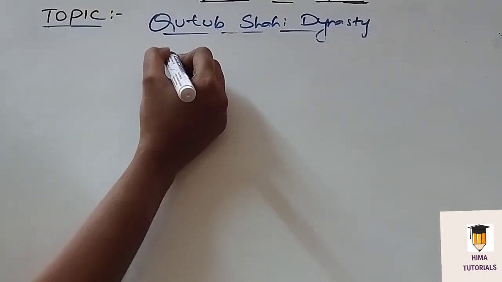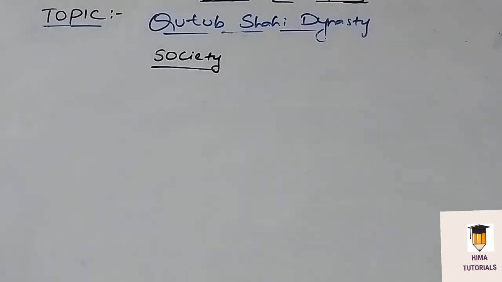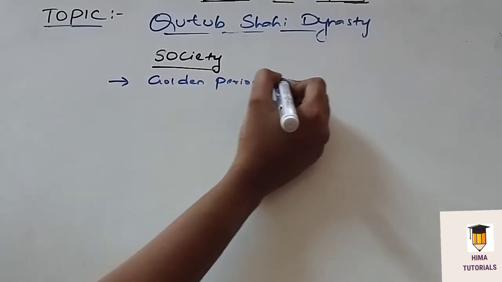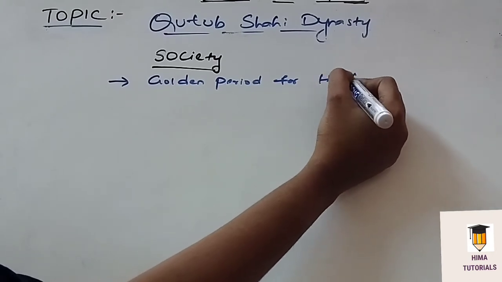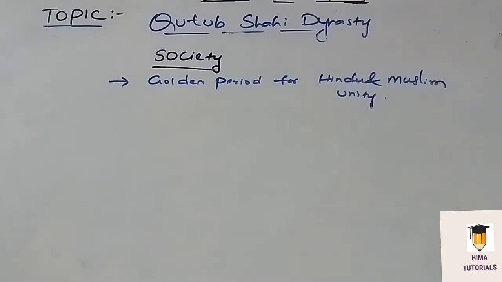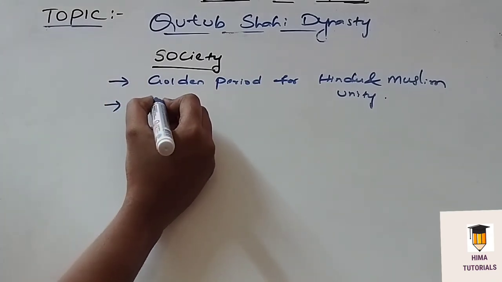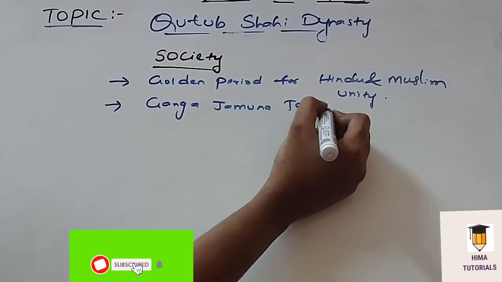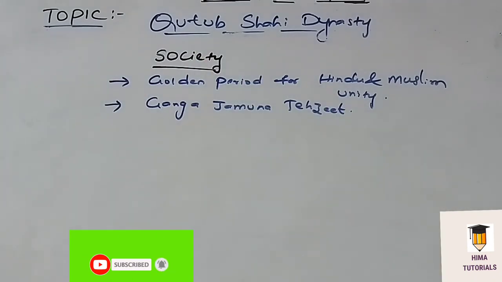Now let's discuss society during this Qutubshahi period. The Qutubshahi period was considered the golden period for Hindu-Muslim unity. During this period, we can see a mixture of North India and South India. There was a popular phrase referred to as Ganga Jamuna Tehzeeb.